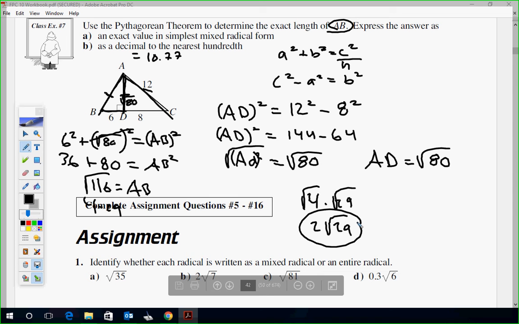29 makes me feel like I did it right because why? 29 is what type of number? It's prime, and there are no perfect squares that go into 29. So that is correct. Again, if you did 2 root 29 on your calculator, you should get 10.77 as well.